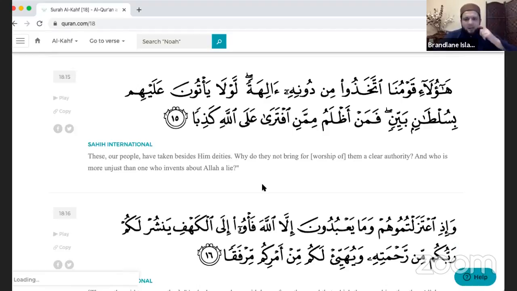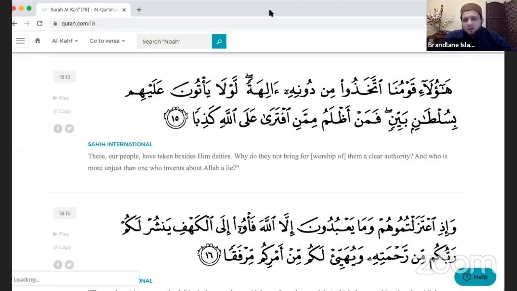Let's move on to the next ayah. Basically in this ayah, Allah subhanahu wa ta'ala is talking about the people who have associated partners, idols, and gods with Allah subhanahu wa ta'ala. And basically all of those people who do that are committing a grave sin against Allah subhanahu wa ta'ala. And this is an injustice to Allah subhanahu wa ta'ala.